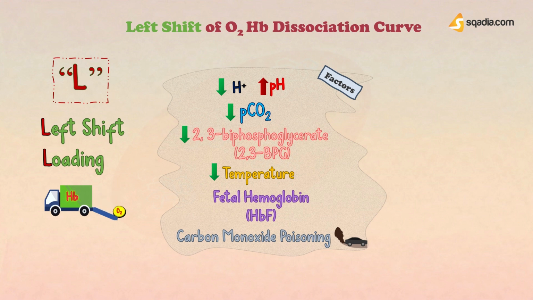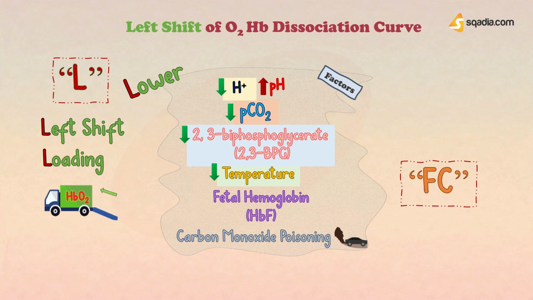Now, remember, L for left and L for lower, because there's a lowering of hydrogen ion concentration, partial pressure of carbon dioxide, 2,3-BPG concentration, and temperature. That causes the left shift. While by the mnemonic FC, you can memorize the other factors: fetal hemoglobin and carbon monoxide poisoning.